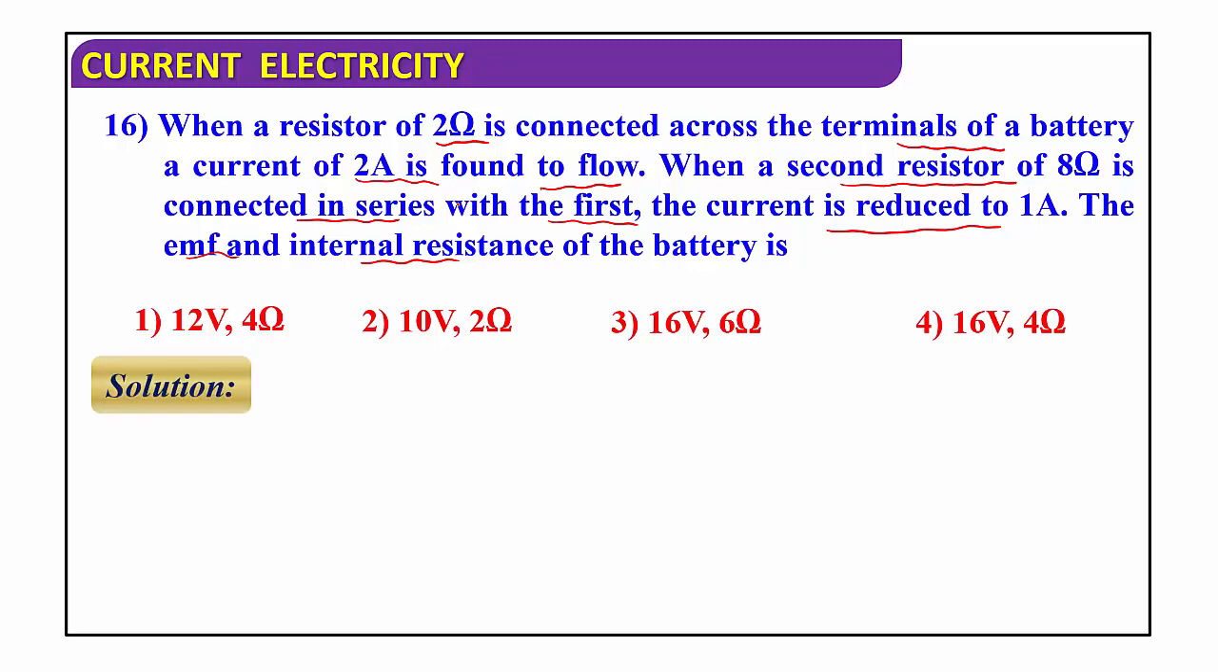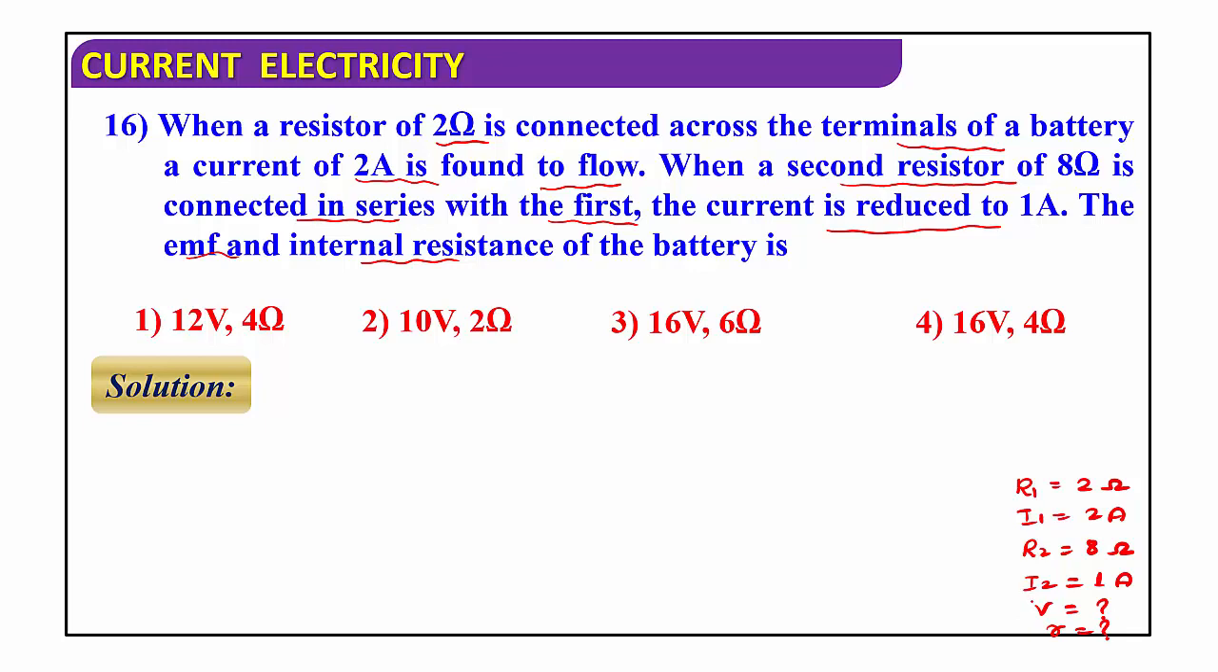So first we go for the givens here. I am going to write here. Resistance is 2 ohm. So then current is 2 ampere. This is about the first resistor, so let us take it as R1 and I1. Second resistor they had given 8 ohm is connected in series with the first, then the current is reduced to 1 ampere. Then we have to find EMF and internal resistance, right?